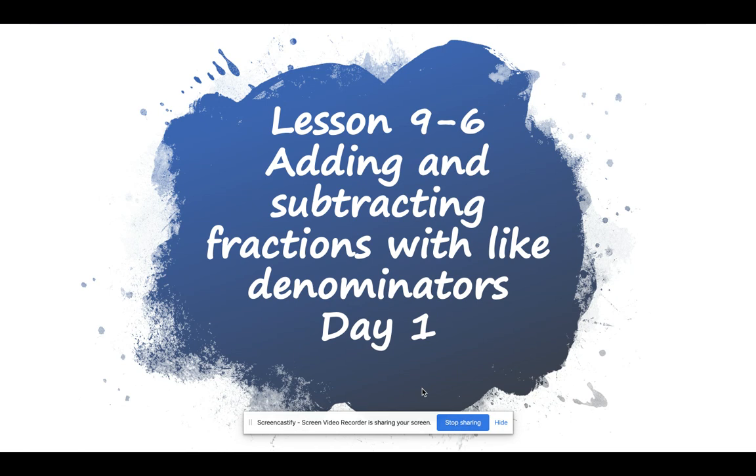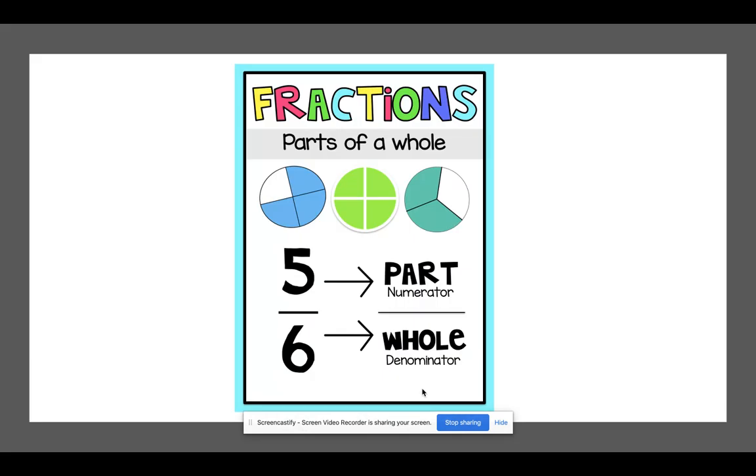All right, so let's go. Lesson 9-6, adding and subtracting fractions with like denominators. And just a refresher, we have seen this anchor chart before. This is about fractions. Fractions represent part of a whole. So if you have a whole pizza, a pizza might be cut into what we call 6 slices, and that whole is referred to as the denominator. And the parts are referred to as the numerator. Now, if I have 6 slices, I eat 1 slice, I have 5 parts left. Okay, and that's how we get a fraction of a whole.